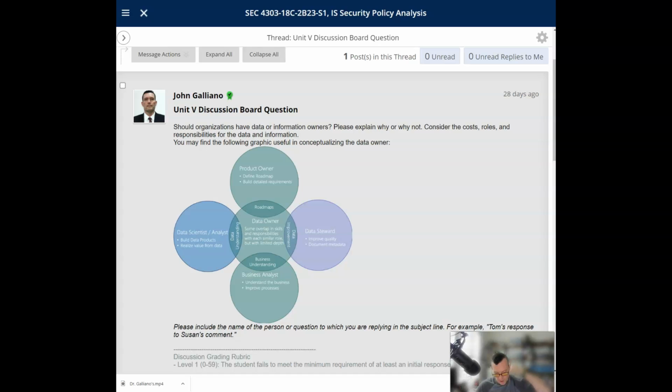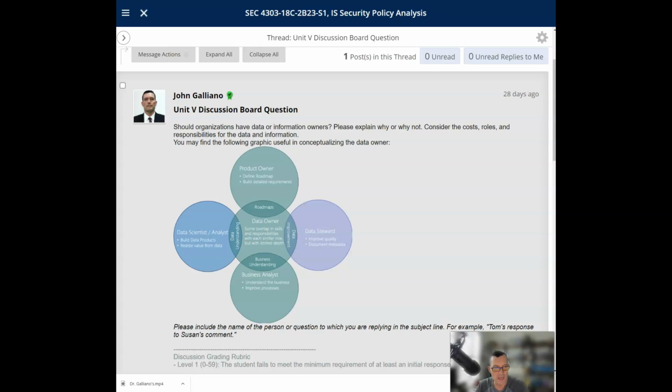So I pose a question to you. Should organizations have data or information owners? And I want to know your thoughts on that. Why or why not? Some of the things you should consider are costs, roles, and responsibilities. And I thought this graphic here might be a great way to help you conceptualize the topic, right?